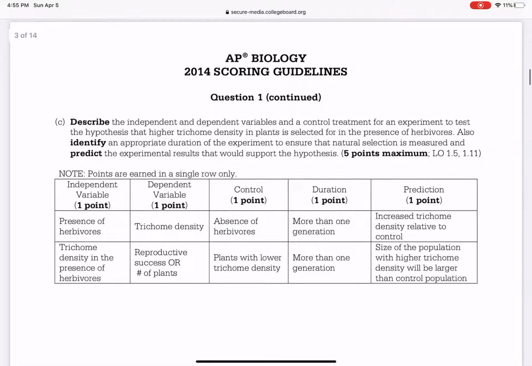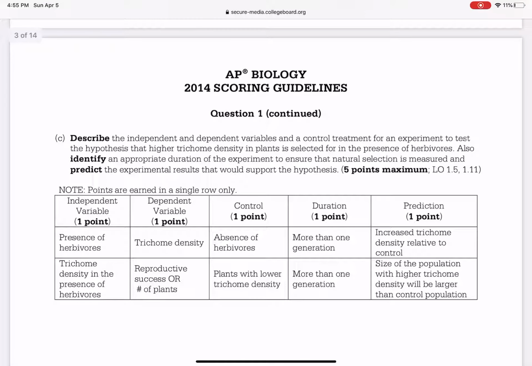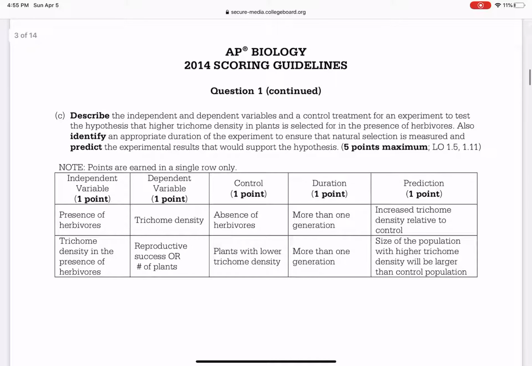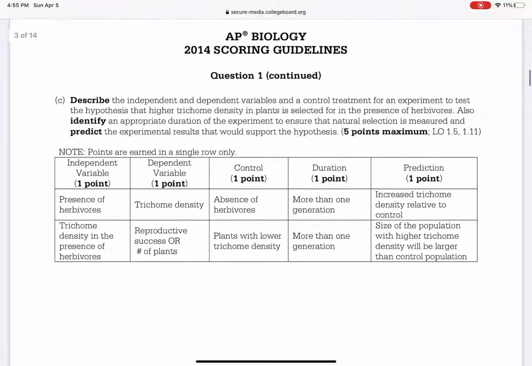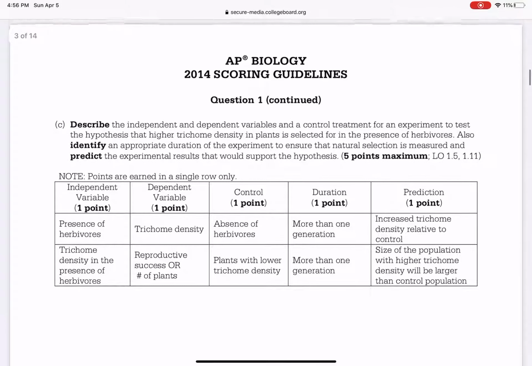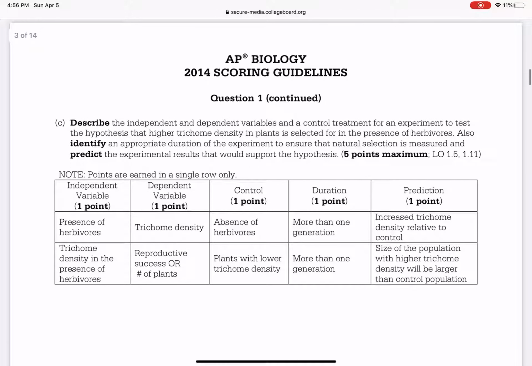What is your control group? Those would be plants without trichomes or those with lower ones, because again, that's what you are controlling in this row. Again, more than 1 generation to see if it was successful or not. And what do you predict would happen in this case? This would be the size of the population with higher trichome density will be larger than the control. So they're both stating that increased trichome increases the fitness or survivability of the plants. It's just how it was measured.